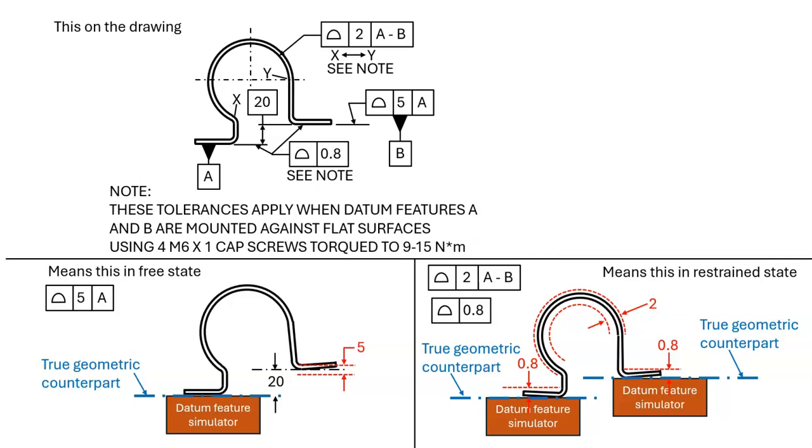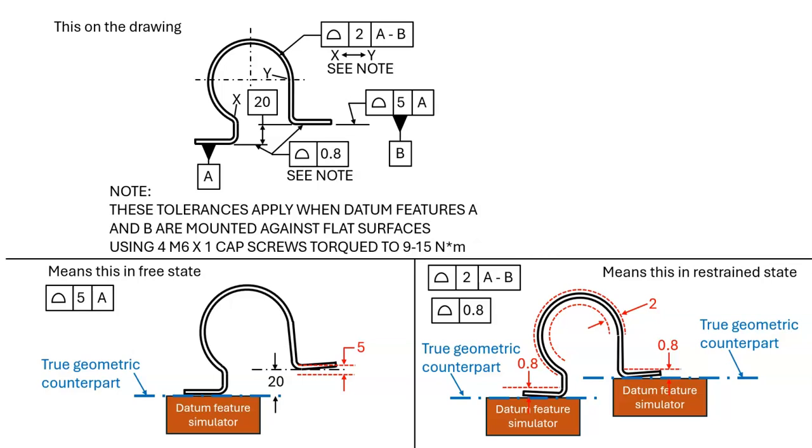Now consider the profile tolerance of 0.8 and the profile tolerance of 2. Each of these has a local note underneath them that says C note. The note is a restraint note. Therefore, each of these profile tolerances must be measured when the part is restrained, as indicated in the restraint note. In the theoretical world, at A, the true geometric counterpart is a plane that is tangent to datum feature A. Therefore, datum A is also the plane tangent to datum feature A. In the real world, the datum feature simulator is a gauge with a surface that contacts datum feature A. Simulated datum A is the gauge surface that contacts datum feature A.